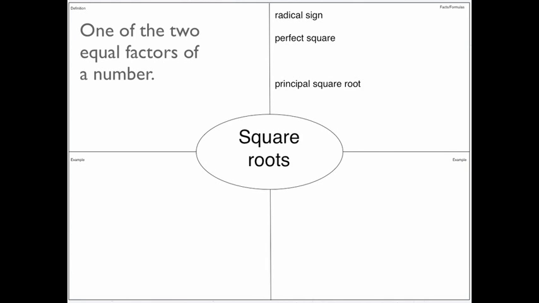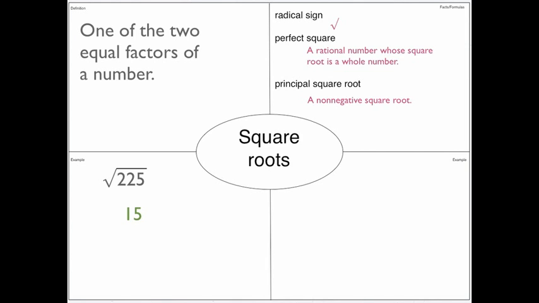Now, within square roots, we need to know about the radical sign. There it is. Perfect square: that's a rational number whose square root is a whole number. And a principal square root: that's a non-negative square root. Let's look at a few examples to kind of flesh out those terms.